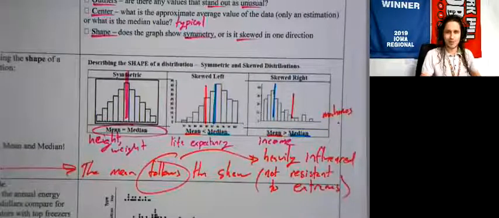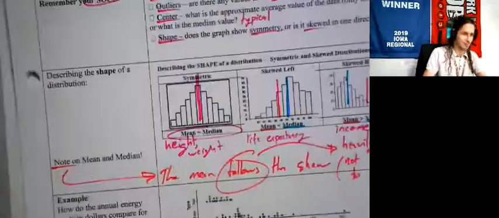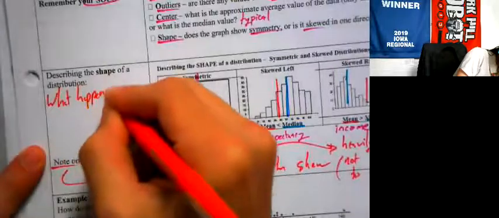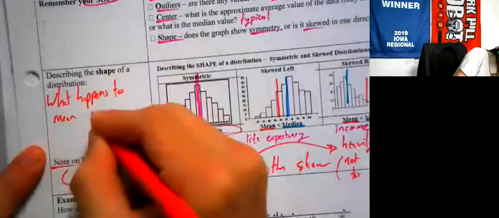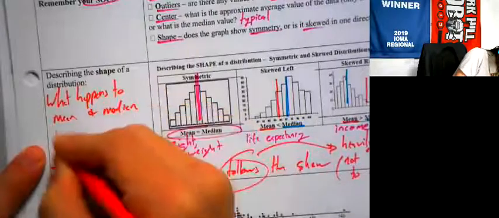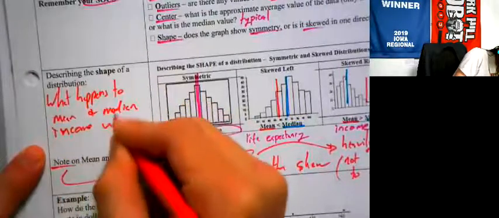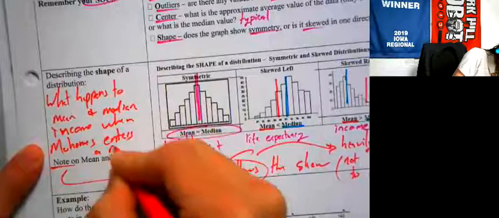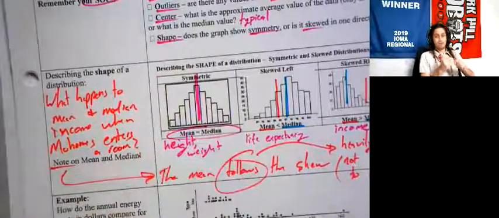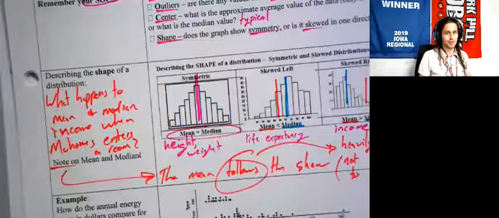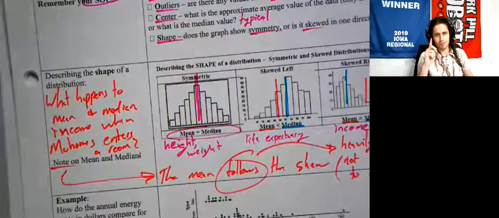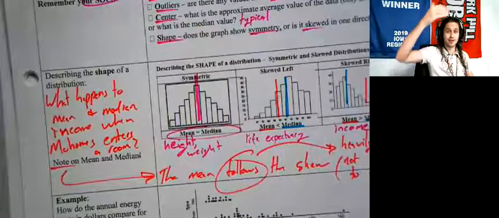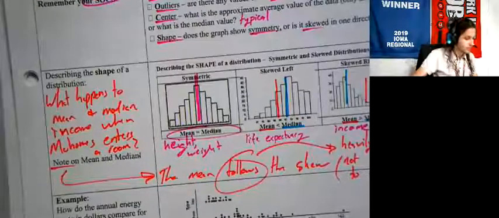If you want to write it down: what happens to mean and median income when Mahomes enters a room? And I'll say it again for you. I don't have room to write it down. The median income doesn't really change. Think about that. It just shifts over one in the list. But the mean, you've all of a sudden added 50 million to the numerator and 1 to the denominator. It's going to go up.